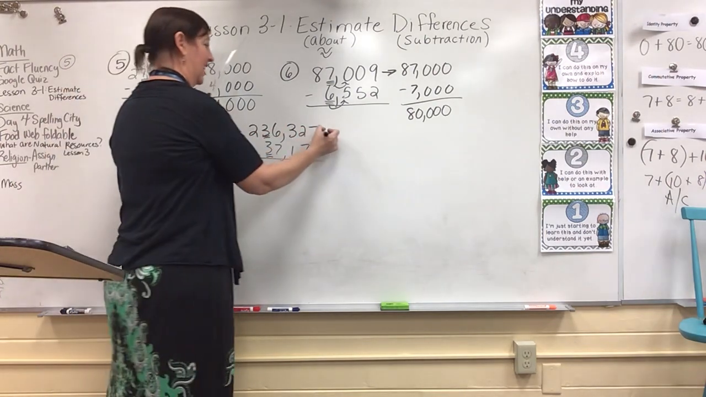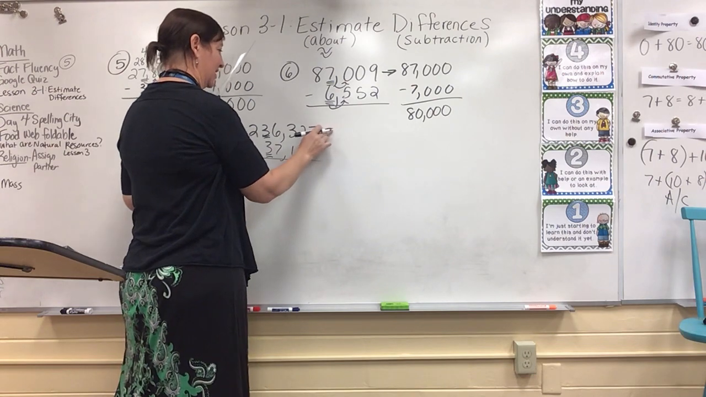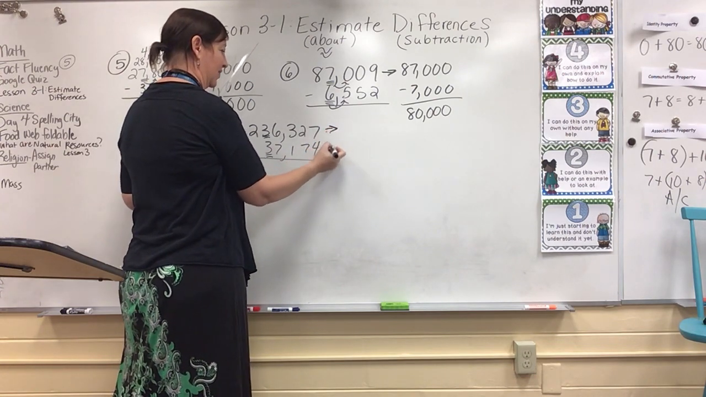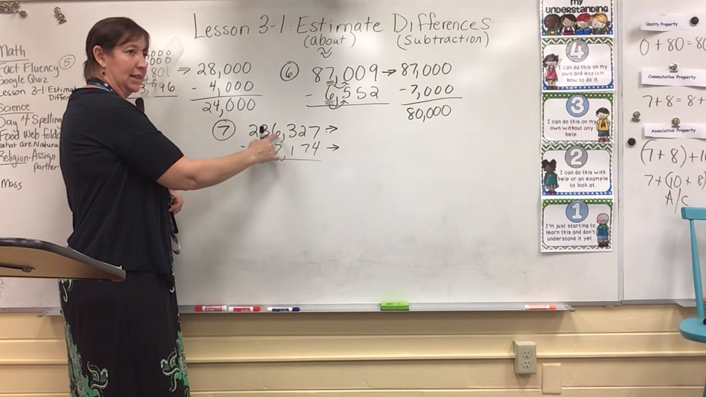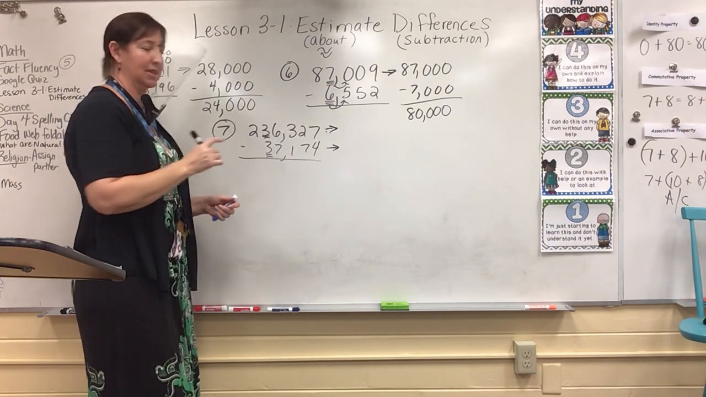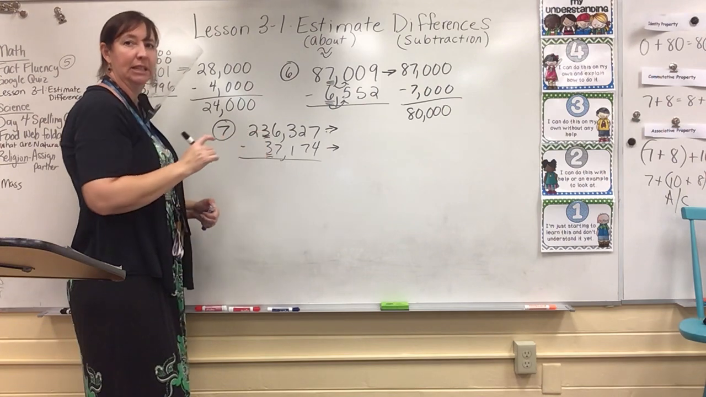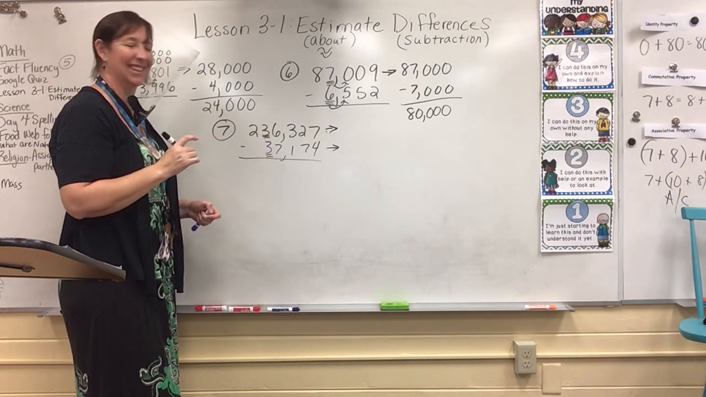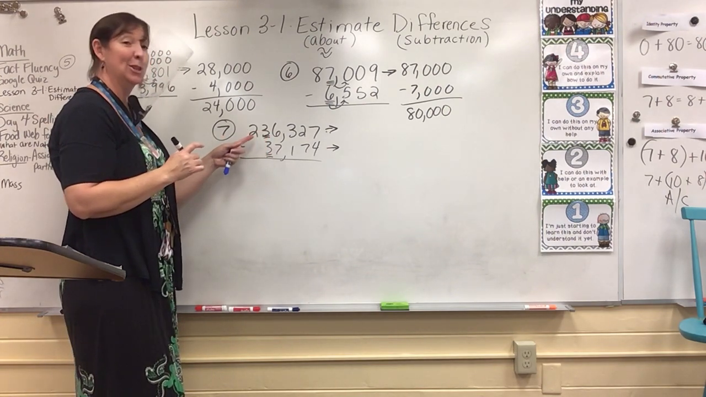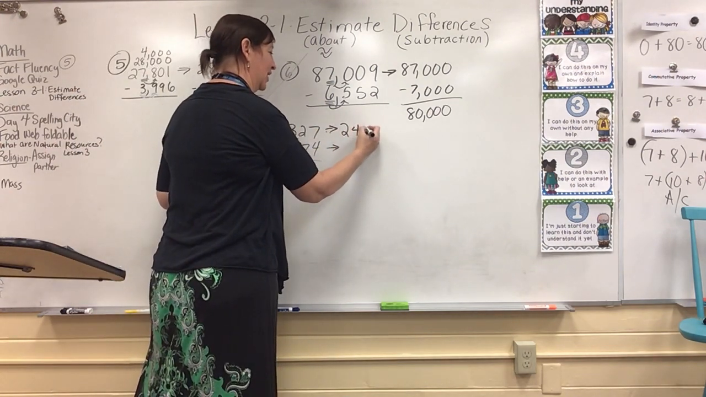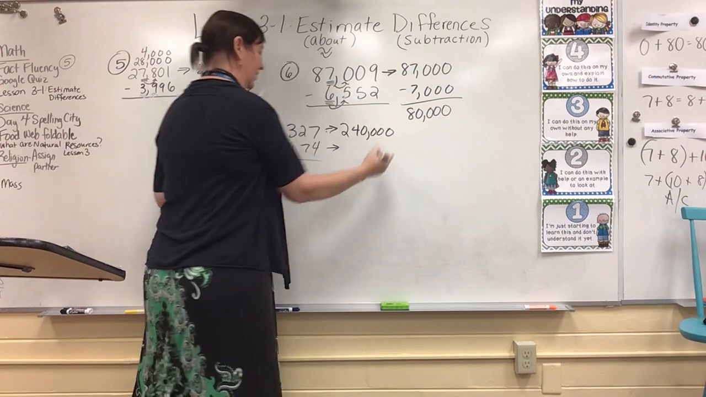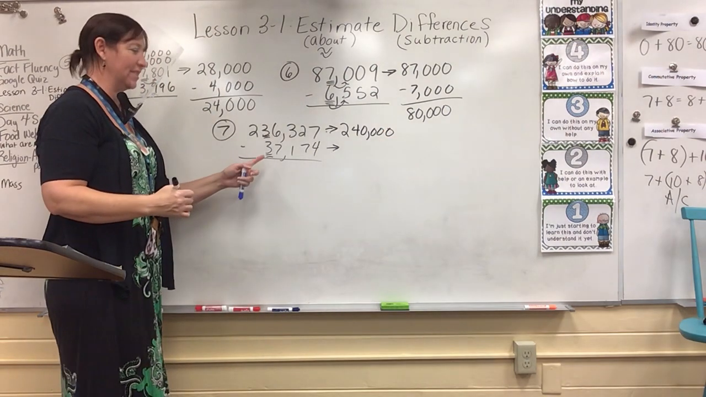It's not going to be 37. Why is it not going to be 37? Because 37 would be rounding to the thousands place, not the 10,000s place. I want to round to the 10,000s place. What do you think? It would be 240,000, very good. Don't forget that first number. 240,000. And how about this one?